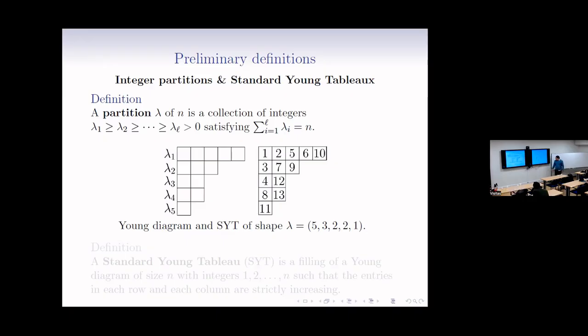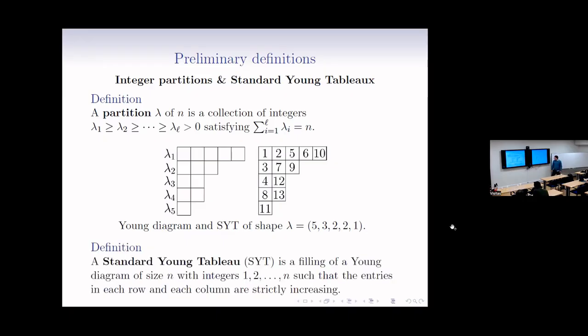And the standard Young tableau, the definition just below, is a filling of a Young diagram with integers 1 up to n in such a way that no integer is repeated. I want them to be increasing from left to right and up to down. So during the rest of the talk, I want you to think that a standard Young tableau is just a dynamical version of a partition.